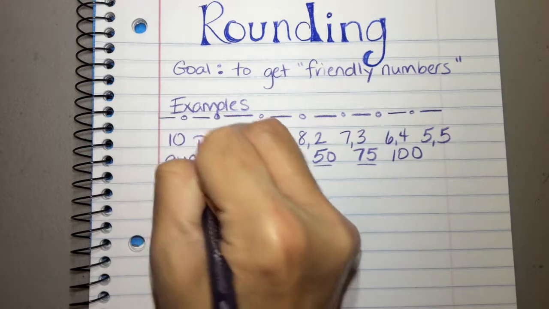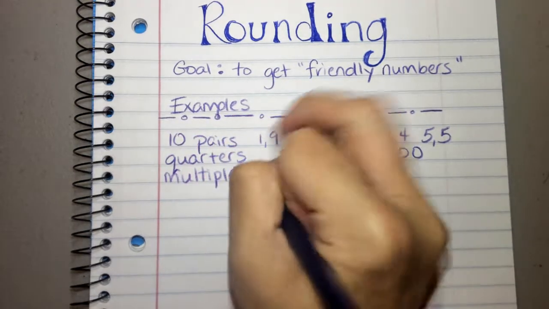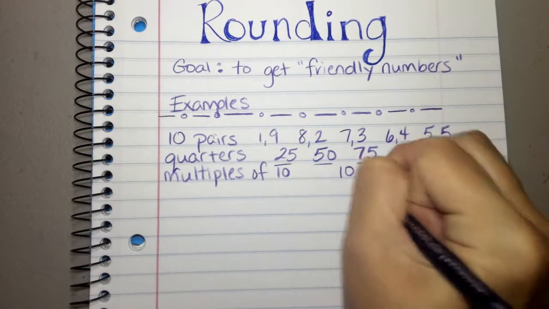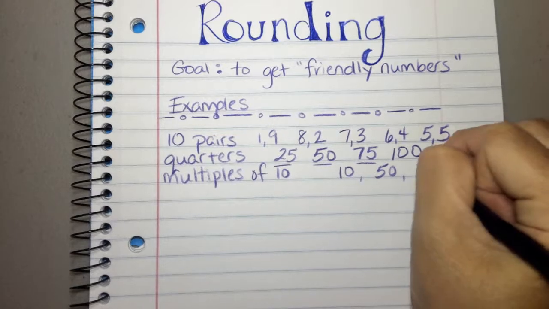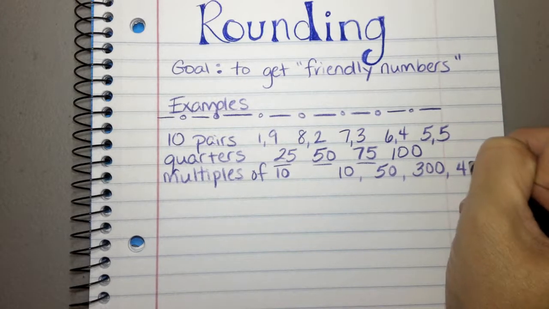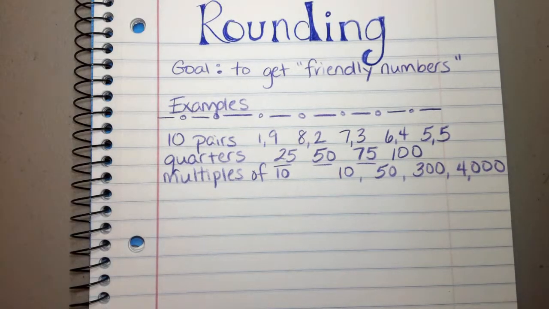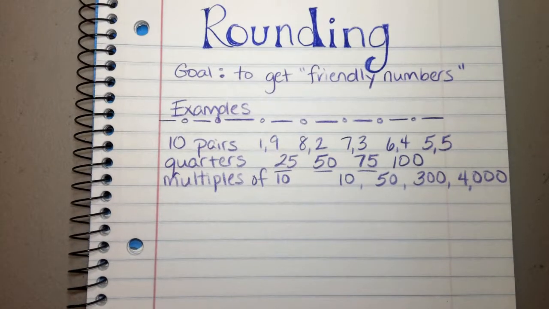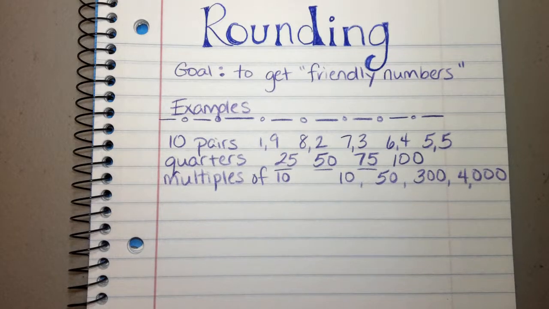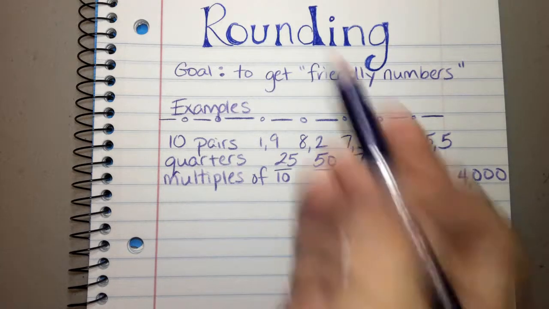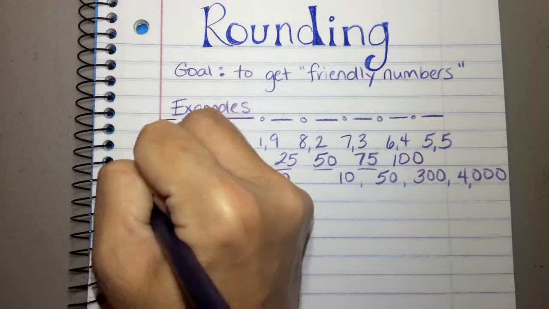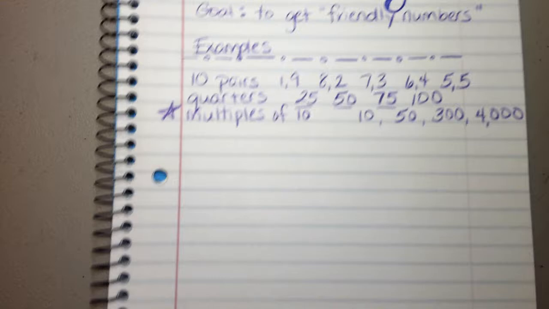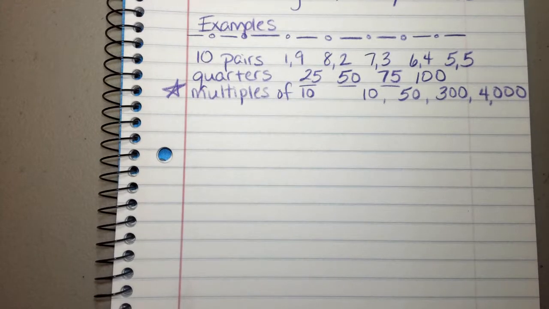Multiples of 10. So that was anything that ends in a 0. So 10, 50, 300, 4,000. Just anything that ends with a 0. So rounding and estimating, your goal is to get some friendly numbers. And usually when we think about rounding, we think about finding multiples of 10. Okay. So I'm just going to give you some tips on how to get those.